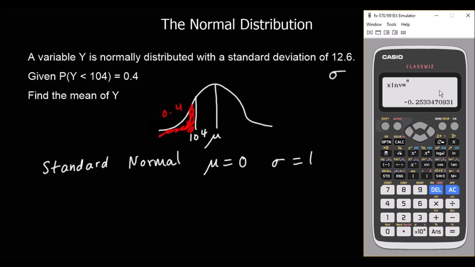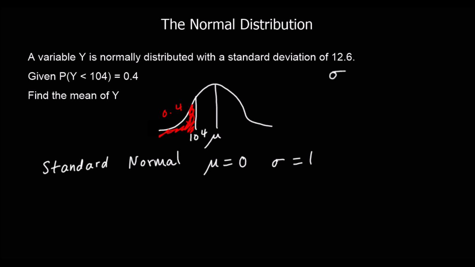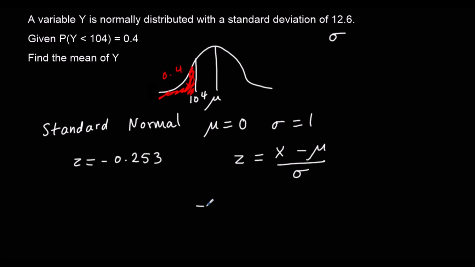So we know it's minus 0.253 standard deviations away from the mean. So Z equals minus 0.253. And we're going to use the formula to convert from a standardized score back to find our mean. We're going to use the formula to find the mean this time. So we know Z is minus 0.253.